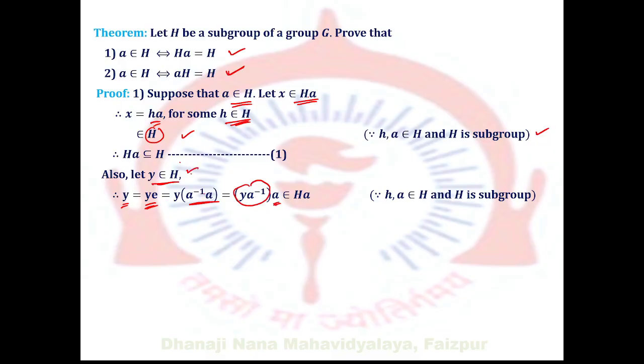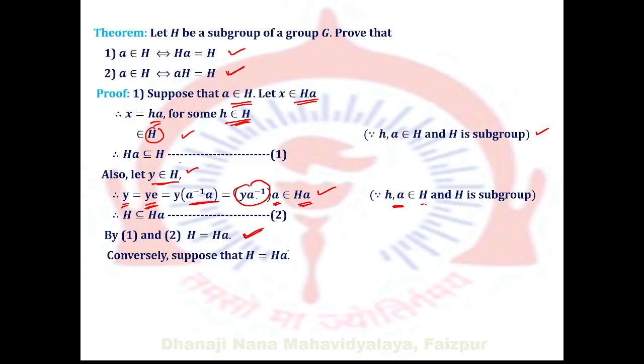परंतु Y हा H चा एलिमेंट आहे, त्याच्यामुळे A सुद्धा H चा एलिमेंट आहे, त्याच्यामुळे H आणि A हे दोन्ही H चे एलिमेंट येतील. Y A inverse हा H चा एलिमेंट आला, त्याच्यामुळे this element belongs to H. So it is an element of H into A. So thus Y belongs to HA. So whenever Y is an element of H, then we get Y is an element of HA. So therefore H is a subset of HA. So therefore from equation 1 and 2 both sets are equal. So therefore we get H is equal to HA, or HA is equal to H.